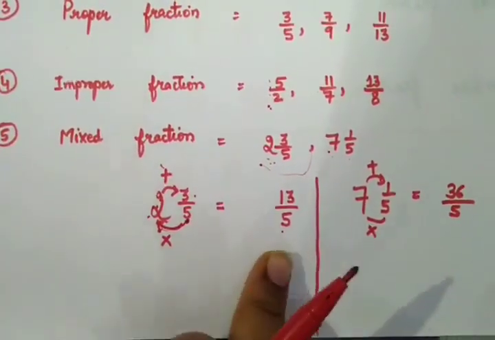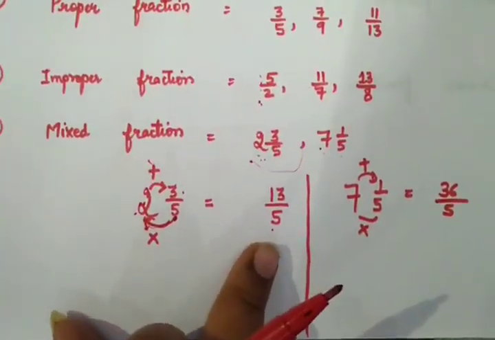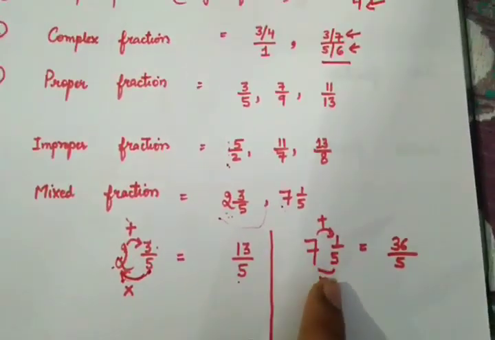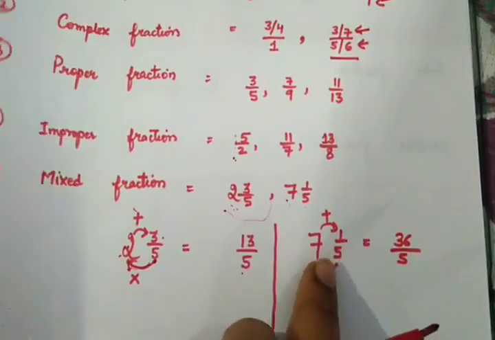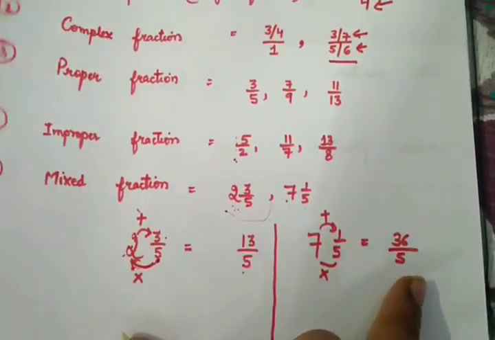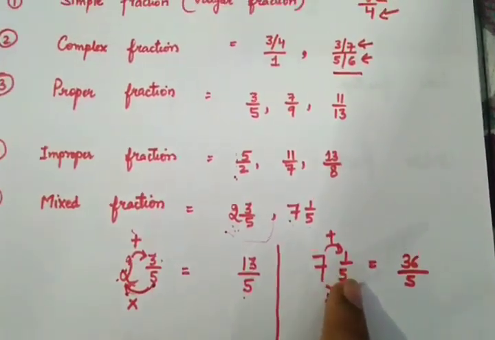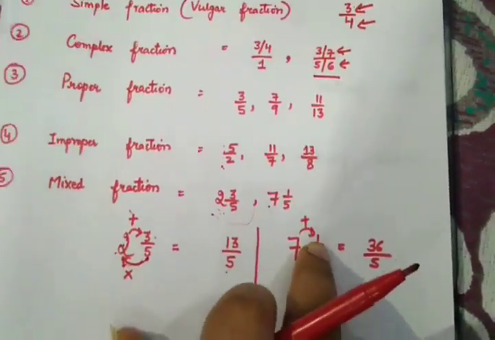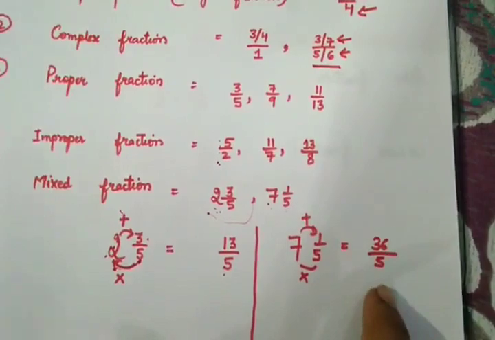And why am I calling it improper? Because the numerator part, you can see, is bigger. Let's see this also. 7 whole 1 by 5. So how to convert it? 5 is in the denominator, so as it is, it will be shifted. 5 7s are 35. 35 plus 1, 36. So the answer is 36 by 5.